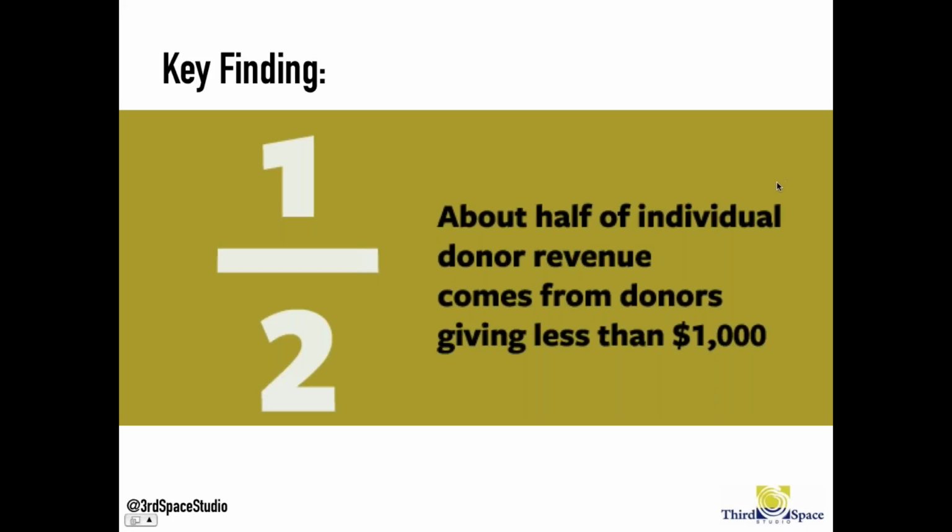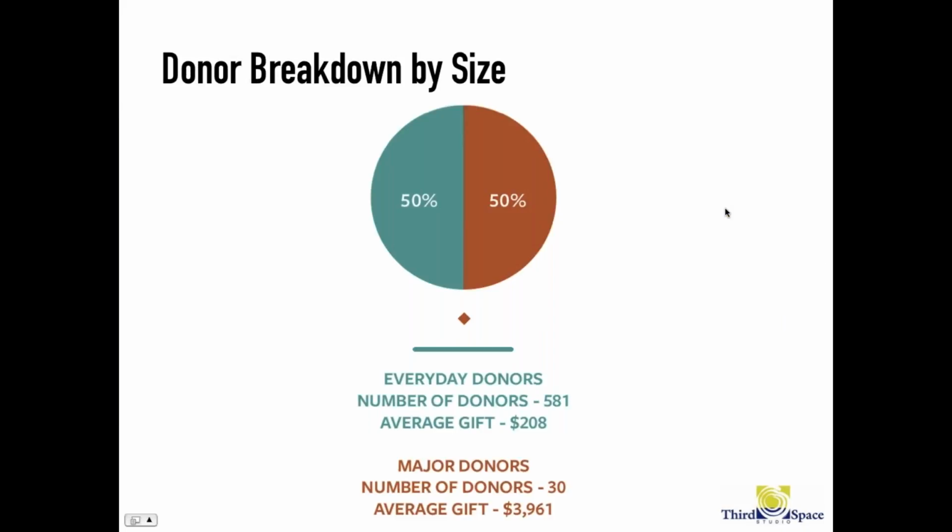And we've got a little bit more of a breakdown here of what that actually looks like. So on the right-hand side in that blue color is what we might call everyday donors. And in the orange is the major donors. So we can see that on average, organizations have many, many more everyday donors, 581 versus 30. And those smaller donors are giving a much smaller average gift, $208 versus almost $4,000.